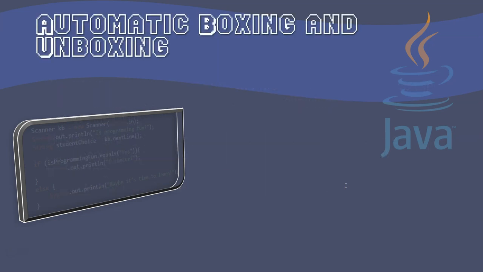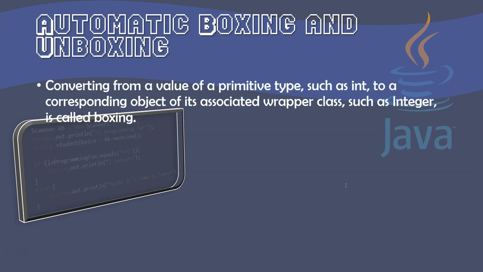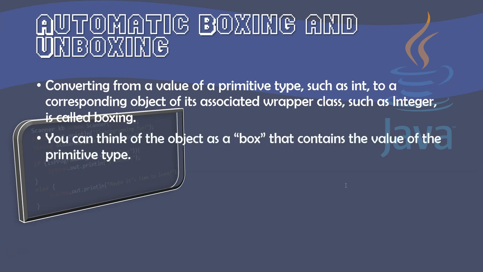Now, this automatic process of boxing and unboxing is very awesome because we don't have to do a lot of coding for it. Converting from the value of a primitive type such as an int to the corresponding object of the associated wrapper class, Integer, is of course called boxing. And as I mentioned, you can think of the object that we create as the box, so it's going to contain the value of that primitive type.